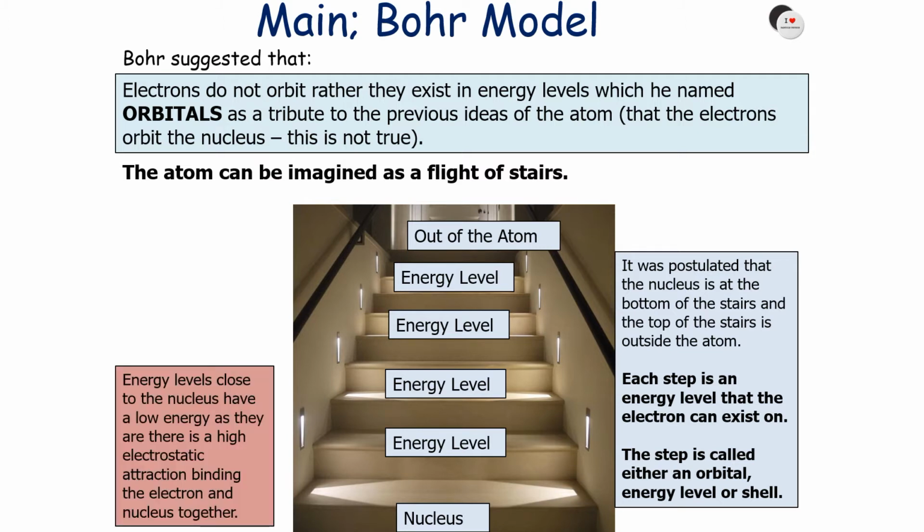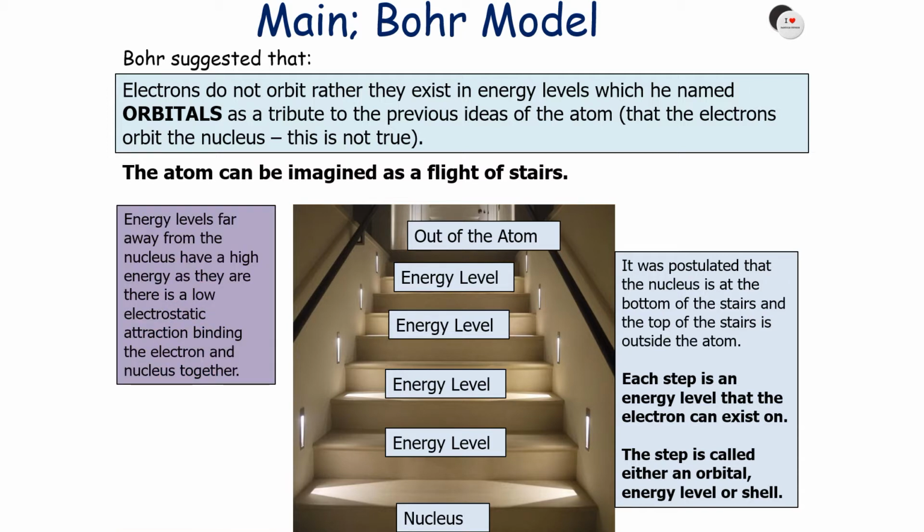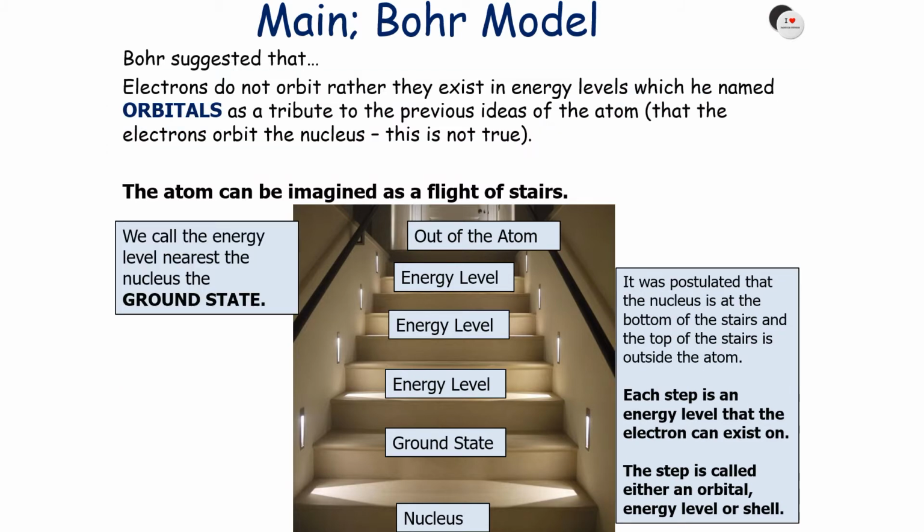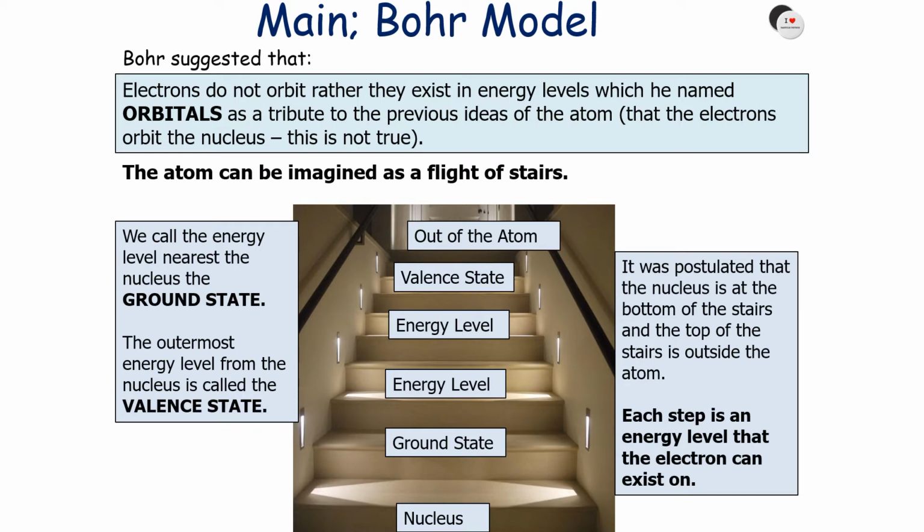Now, energy levels close to the nucleus have a low energy as there's a high electrostatic attraction binding the electron and nucleus together because the electron is close to the nucleus, whilst energy levels far away from the nucleus have a high energy as there's a low electrostatic attraction binding the electron and nucleus together because the electrons are far away from the nucleus. It's important to note that we call the energy level nearest the nucleus the ground state, and we call the outermost energy level from the nucleus the valence state.